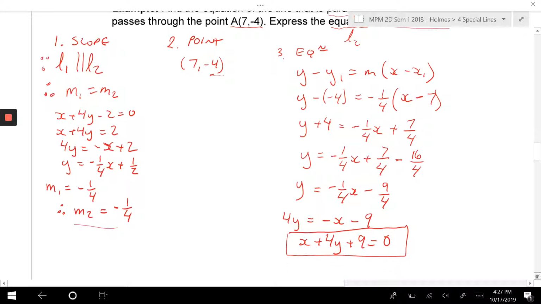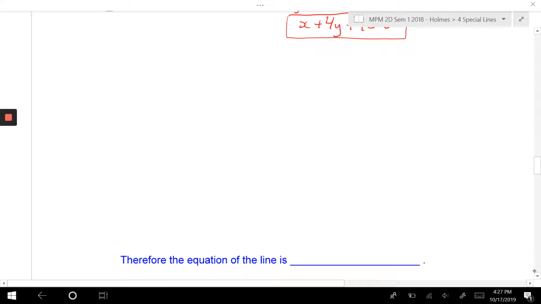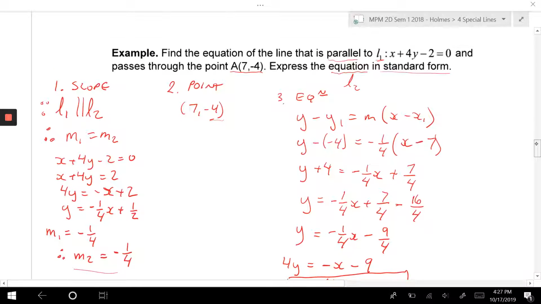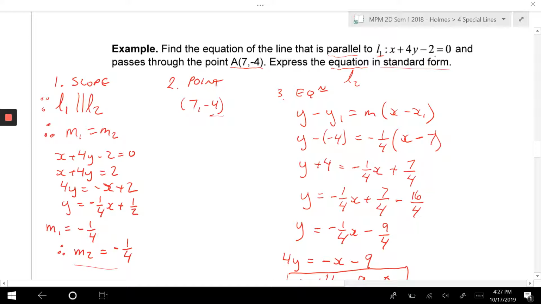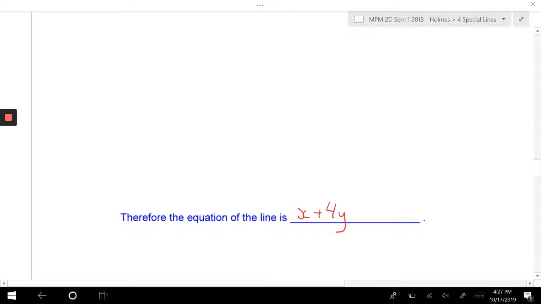So we'll have a concluding statement. Therefore, the equation of the line that is parallel to x + 4y - 2 = 0 and passes through the point (7, -4) is x + 4y + 9 = 0.